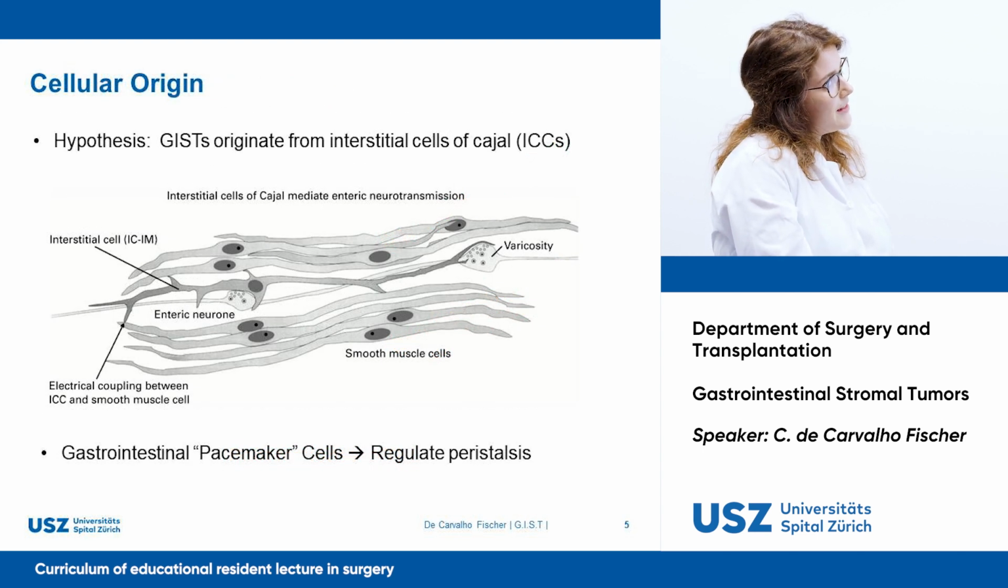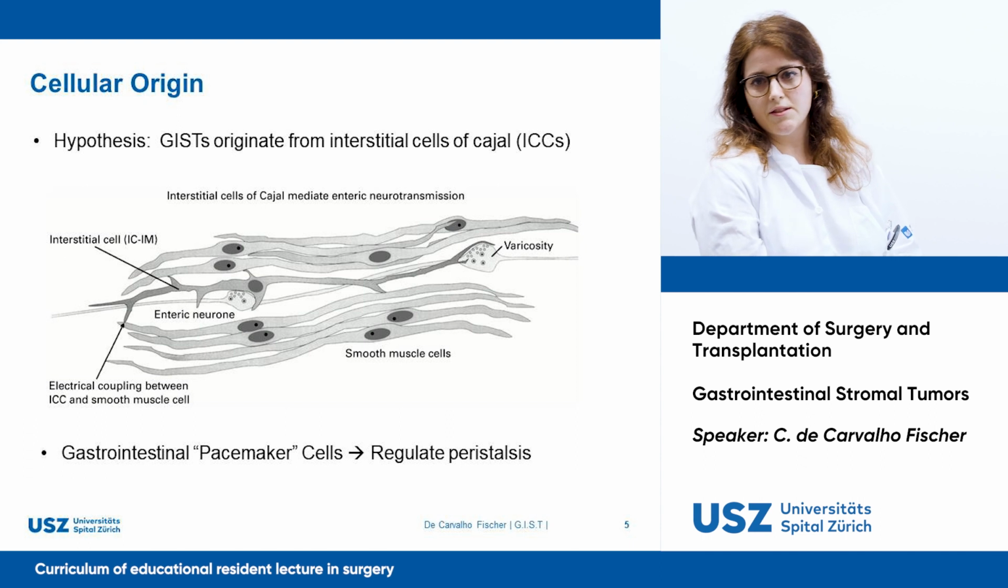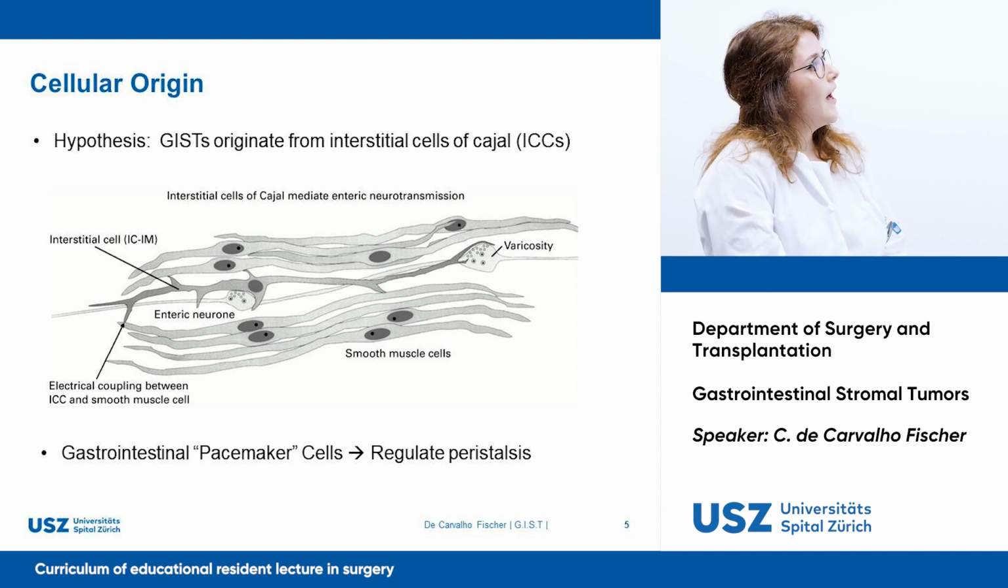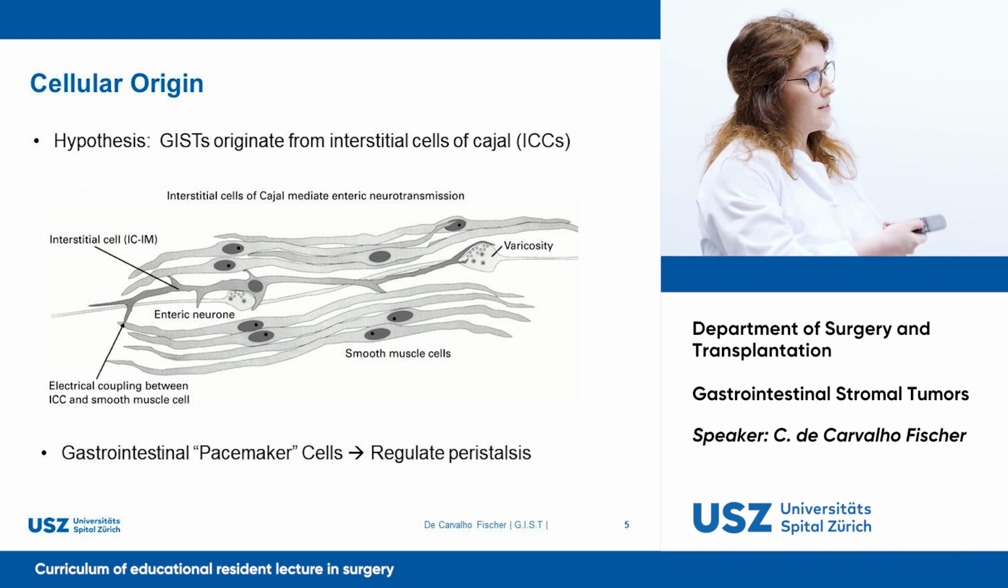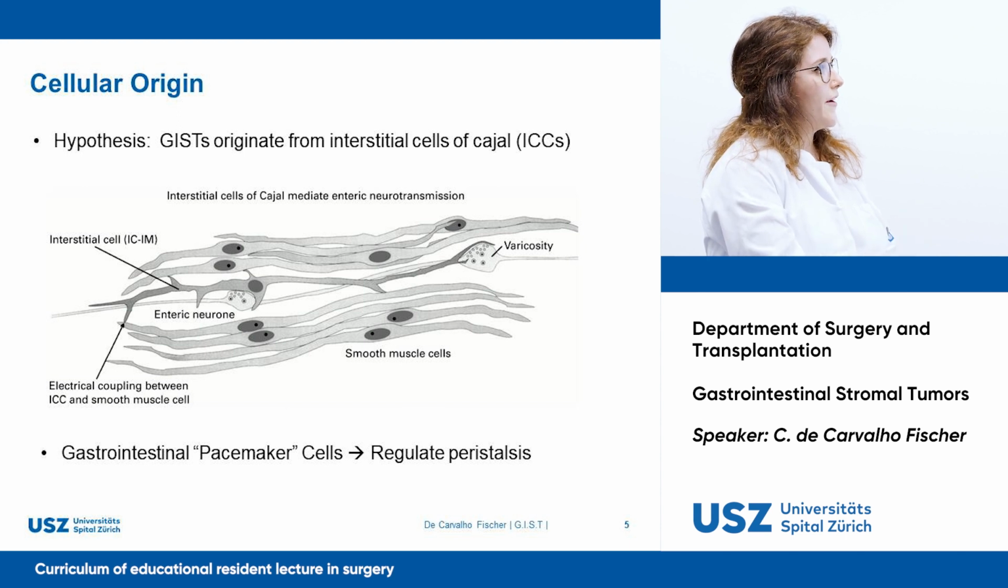The hypothesis is that GISTs originate from interstitial cells of Cajal. These are the cells that regulate peristalsis in the GI tract, and they sit between the smooth muscle cells in the muscular layer of the GI tract.